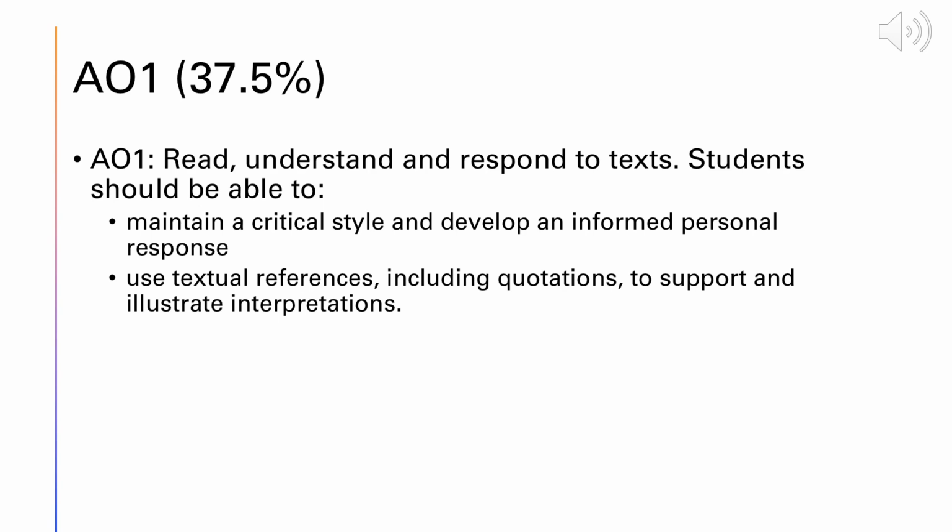Now for our textual references, mainly that's quotations. But then again, that's something that you're going to be including by default, right? If you aren't including quotations, what are you possibly analysing or commenting on? That's why every paragraph should be based upon a quotation. I'm sure you've been told that by your teachers in the past.